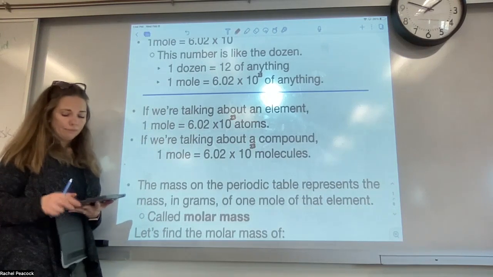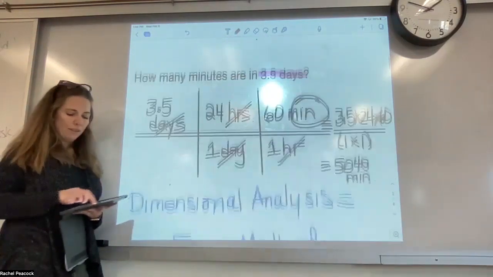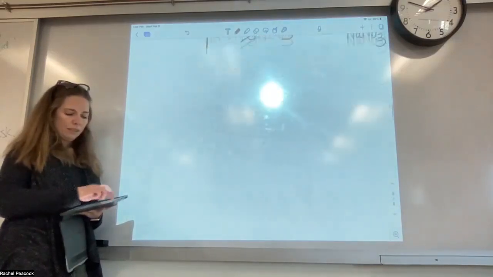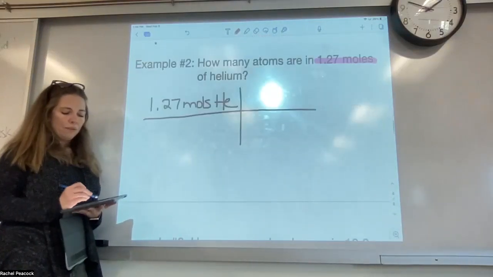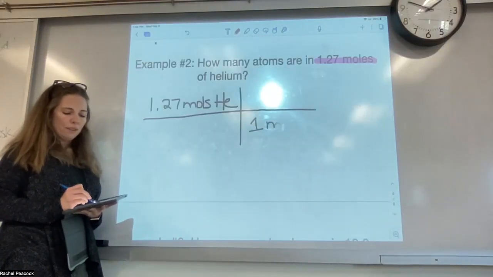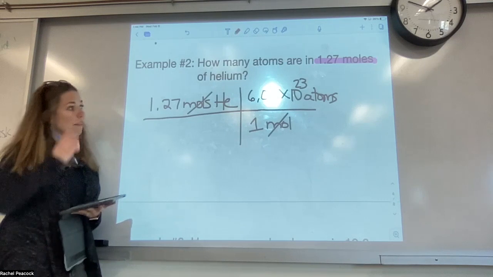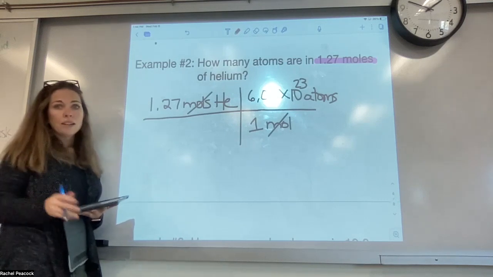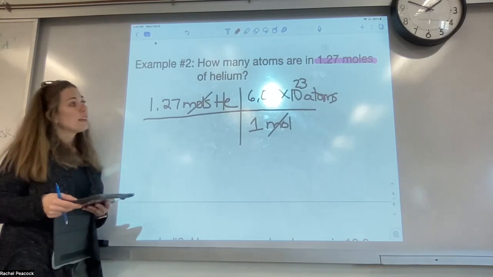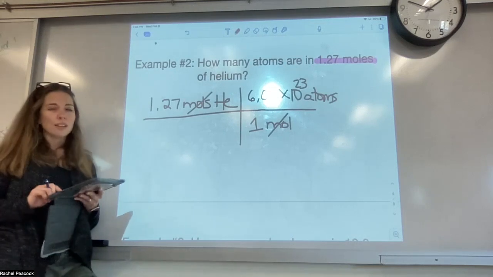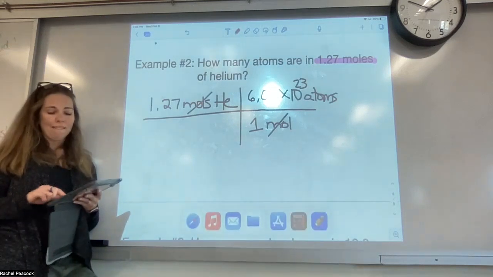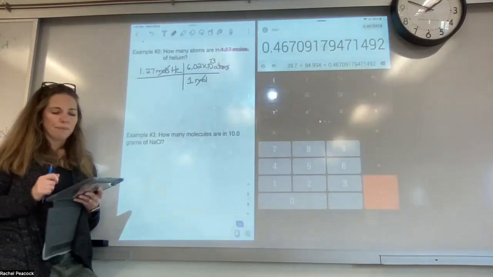Okay. So I'm going to scroll down. I know that 1 mole is equal to 6.02 times 10 to the 23 atoms. Moles cancels. I have atoms. Okay. Now all I need to do is put it in the calculator. You need to pay attention. Okay. I'm going to pull this calculator up. All right.